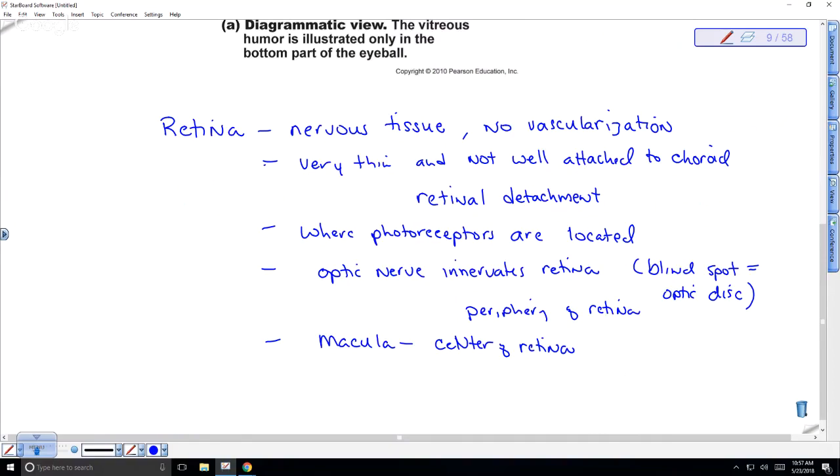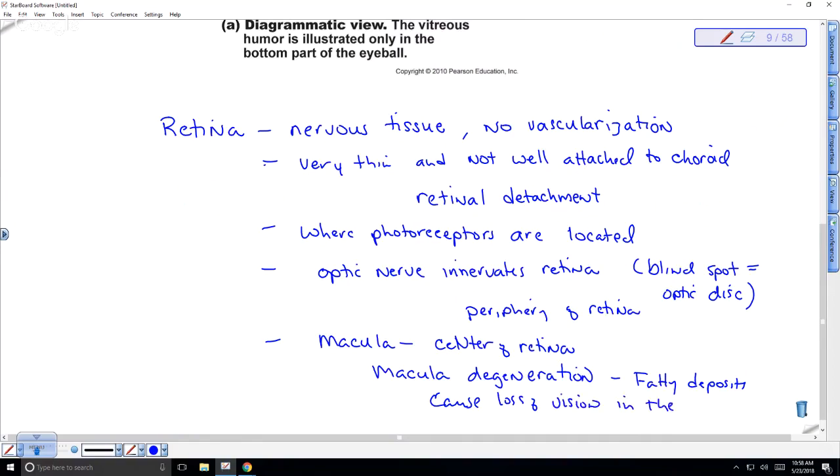So sometimes you can get, and actually this is the most common problem with eyes, maybe in our country, what is called macular degeneration. And this is where we get fatty deposits in the retina that make the center of your vision start to be lost. Okay, so fatty deposits cause loss of vision in the center.